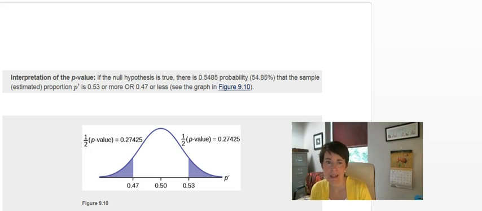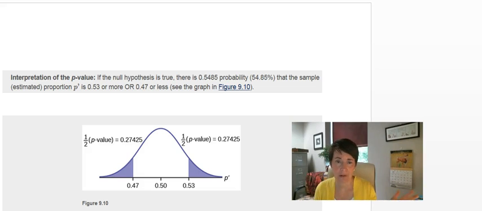So the interpretation of this p-value: if the null hypothesis is true, there is a 0.5485, that's our p-value we discovered, probability that the sample proportion is 53 or more, or 47 or less. See, we have the middle of 50. If we're talking about 53, we have to go down to 47. So we're in that range, and we're talking about the tails. So it's 0.27, half, remember, of the p-value is in the tails.